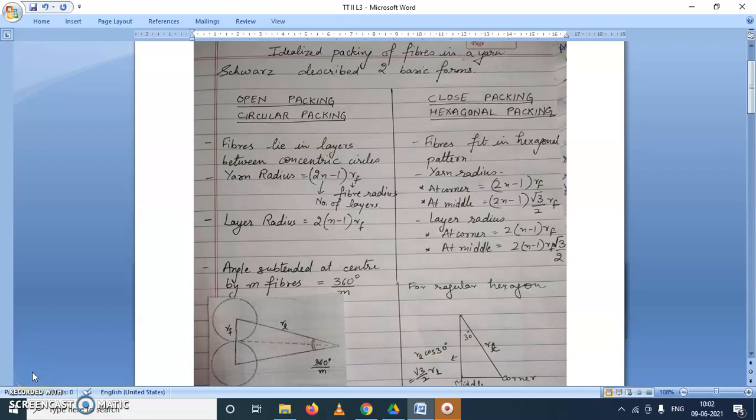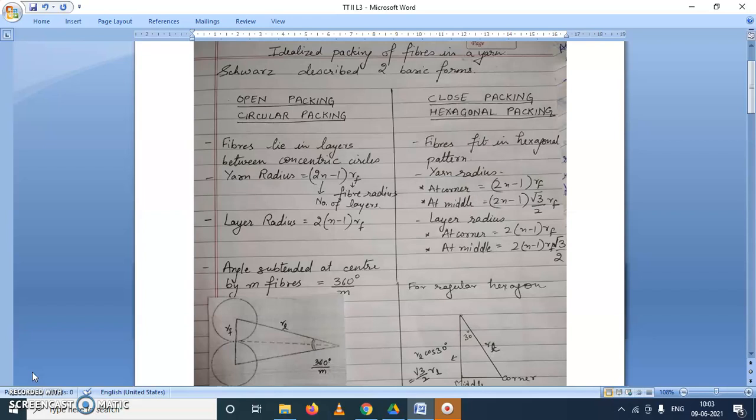Good morning to all. So today we'll discuss the next topic, which is idealized packing of fibers in a yarn. We have studied idealized helical geometry, and now we'll study idealized packing. How fibers are packed in a yarn, we'll try to understand as given by Schwarz in two basic forms. And this topic is very simple and just involves basic geometry and basic trigonometry.